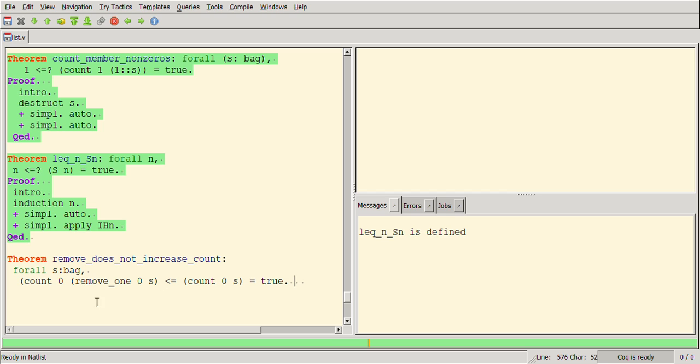So obviously this is true. So this is a bag S. This function just counts the number of occurrences of 0 in the bag S, but this function removes one occurrence of 0 from the bag S. So if we count the number of occurrences of zeros in this bag S from where one occurrence of 0 has been removed, and compare it with the original count of zeros in this bag, then the original would be greater than or equal to this count, and this is equal to true. So we say that this is true.